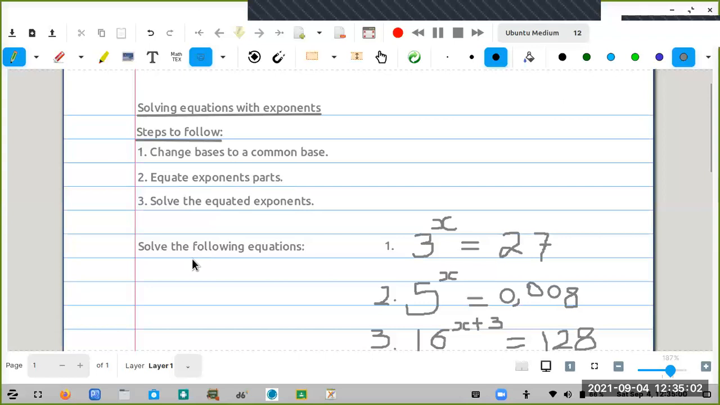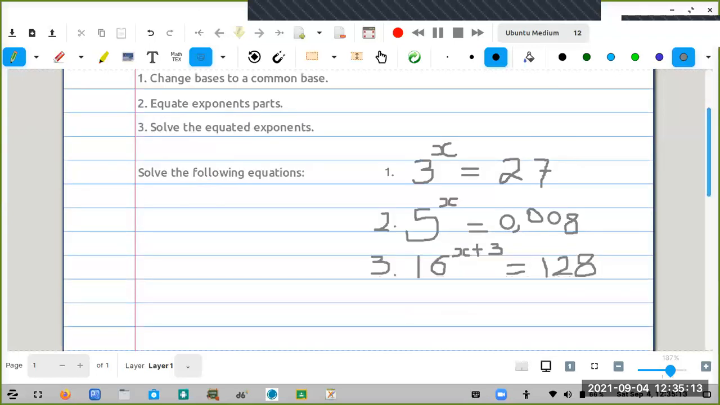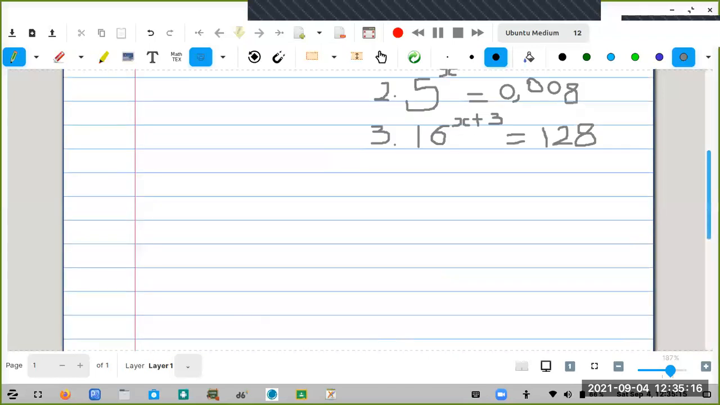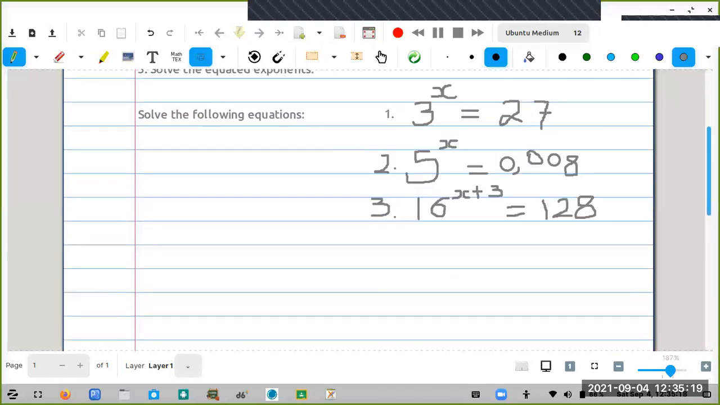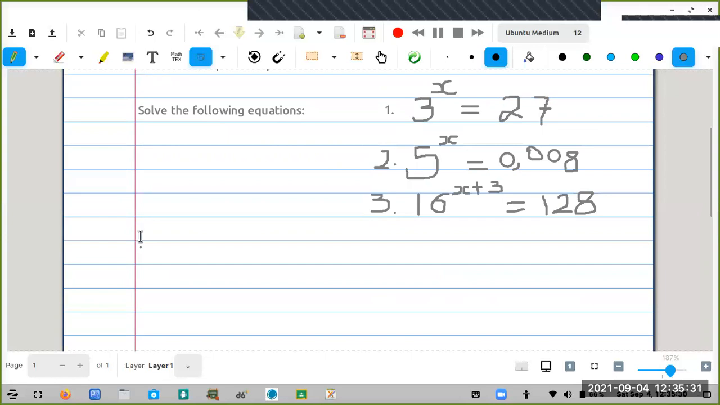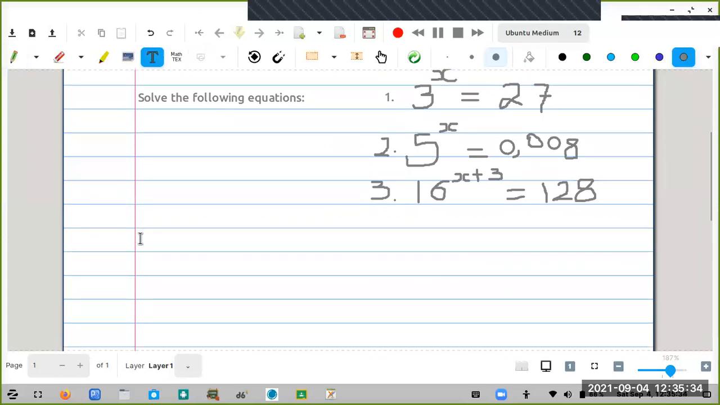Now, I've got a few examples here. Solve the following equations. Before I start working out these problems, please forgive me for the poor shapes of letters and numbers. I'm just going to deal with question number one. We are looking at question one, which says 3 to exponent x is equal to 27.